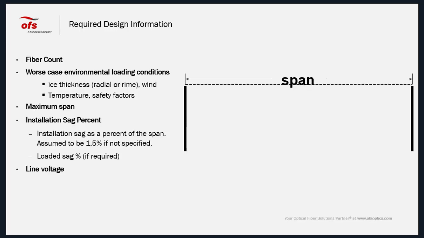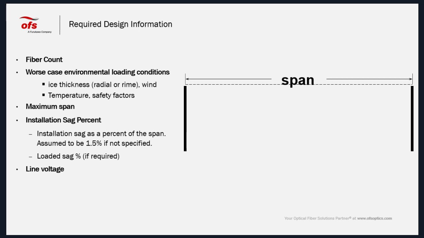So each cable is designed specific to an area, specific to a customer, specific to an environment. When designing the cable, what we ask our customer to provide is, first, the fiber count. Then we need the worst case environment loading condition, like ice thickness, temperature, safety factors, and also the maximum span, which is the distance between the two poles.